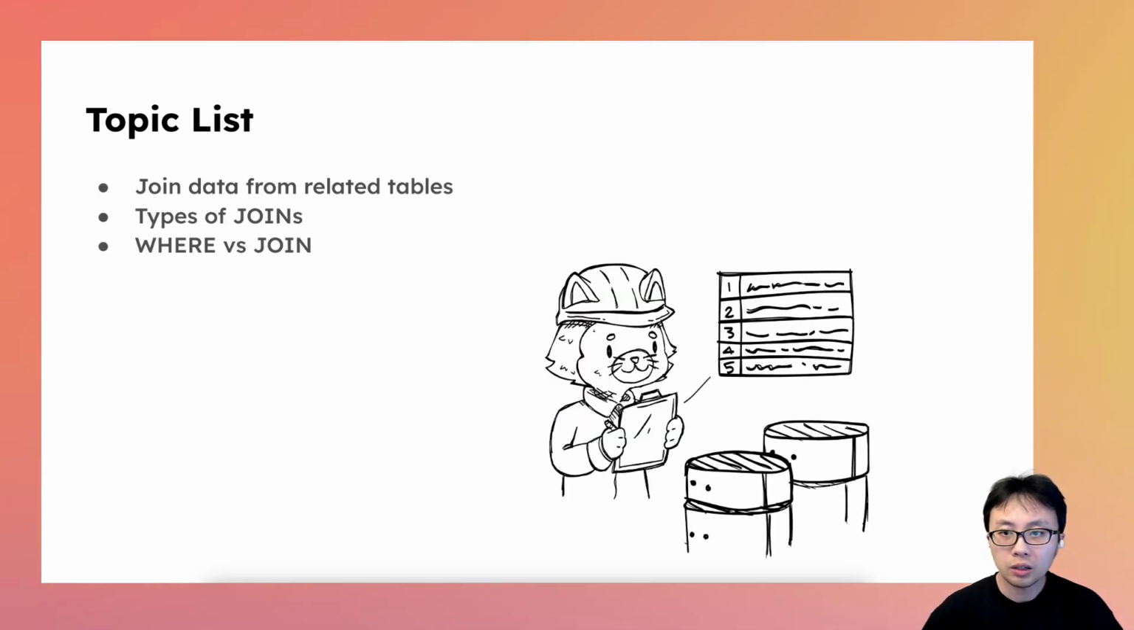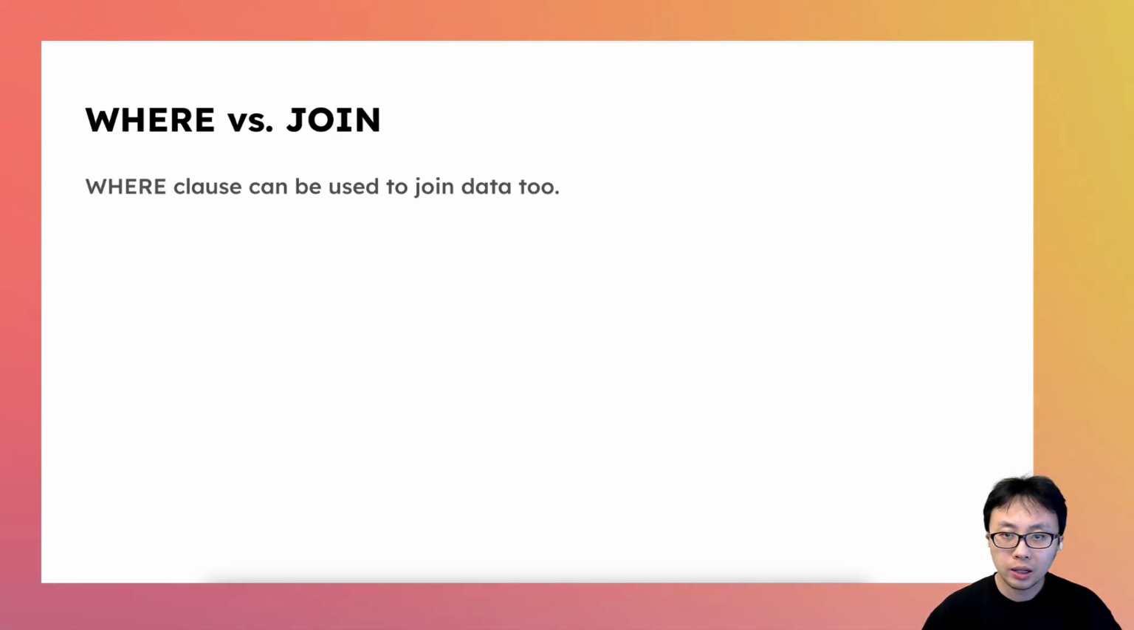Okay, that's everything about the different types of joins. Let's move on to talk about the comparison between the where and the join clause. As curious as you are, you may be tempted to try to join two tables using the where clause. Can you do that? Yes, you can. You can certainly use the where clause to join two tables as long as they are related.